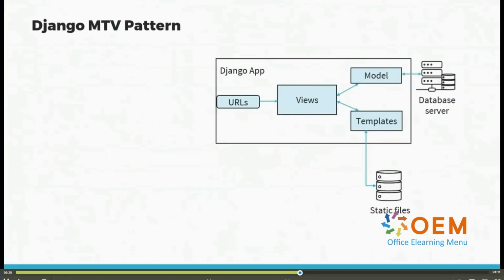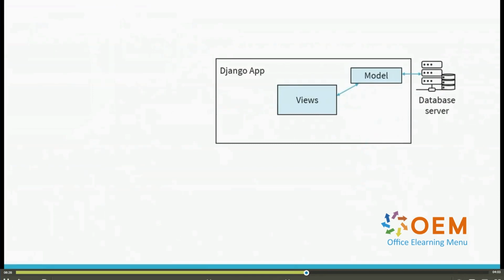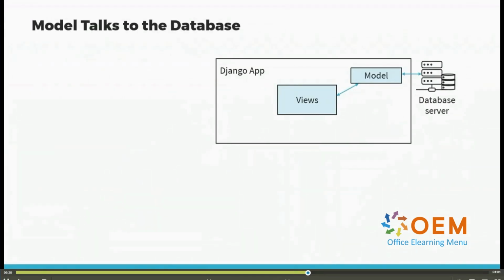In this learning path, we'll be designing Django applications using the model template view pattern. Remember, Django runs on the server. The views that we create in our application will interact with the model in our application. The model, in turn, is responsible for all of our database interactions. It's the model that talks to the database.